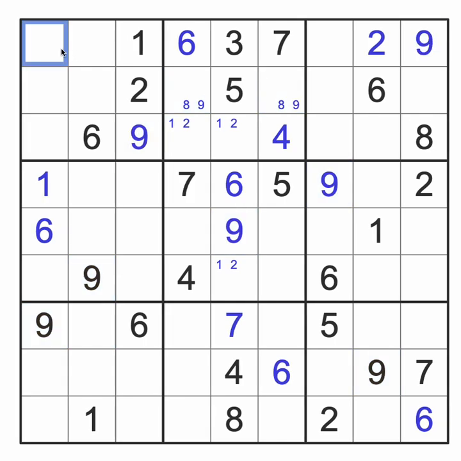And now this row is missing 4, 5, and 8. Yeah, and this cell is blocked by 5 and 8. So that gives me 4 here.